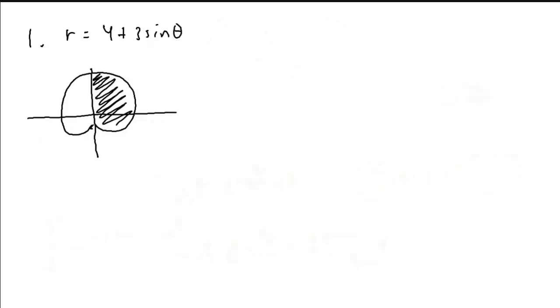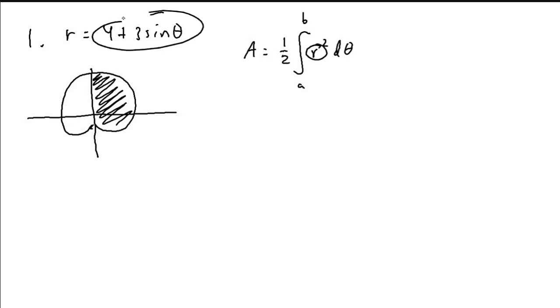So let's say for number 1, we're given the graph of r equals 4 plus 3 sine theta, and we're trying to integrate the right half of that graph. So once again, if I were to write the formula, the area is going to be equal to 1/2 times the integral from a to b of r squared d theta. So we are already given our r, so we're already good with that. We need to find our a and b values. So at what theta values are our bounds?